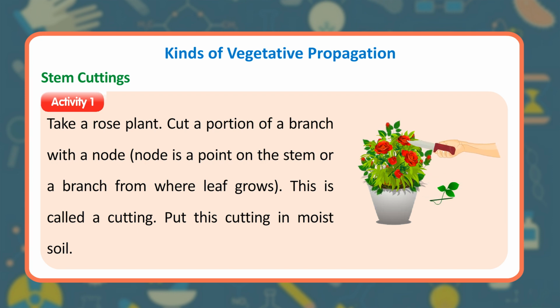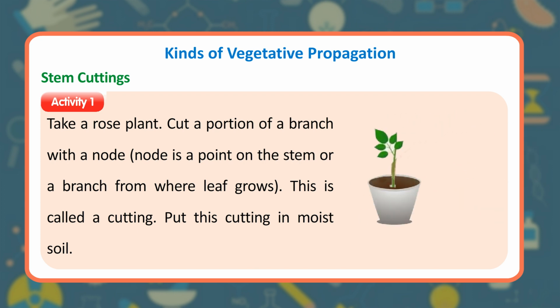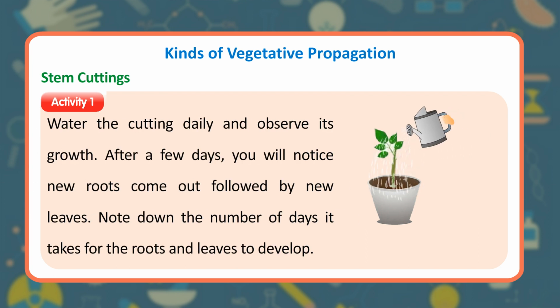Cut a portion of a branch with a node. Node is a point on the stem or a branch from where a leaf grows. This is called a cutting. Put this cutting in moist soil. Water the cutting daily and observe its growth.